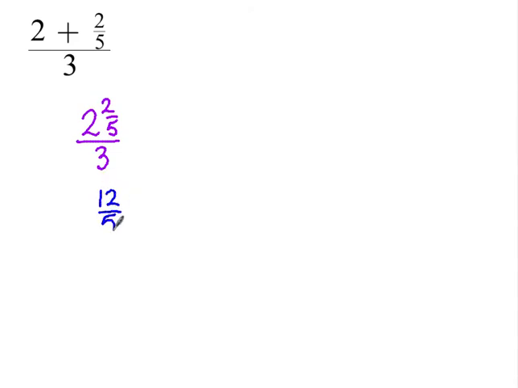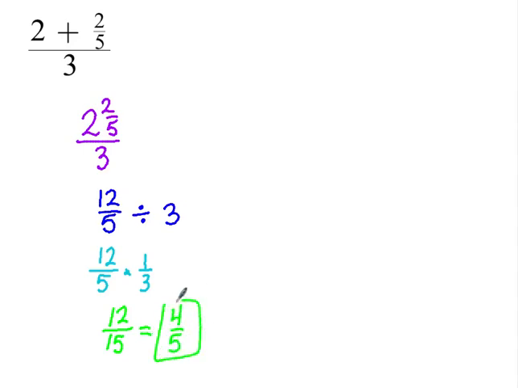12 over 5. Now I'm going to write that fraction bar as a division sign. Times by 1/3. Yep. So I'm going to multiply this by 1/3. So I end up getting 12 over 15, which you've already said is 4/5. Now you're going to have to look because they might not always reduce things down in simplest form.